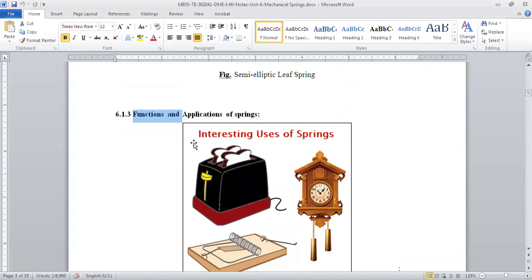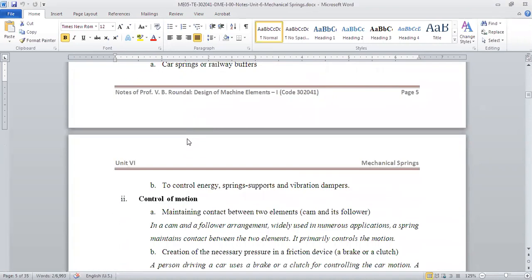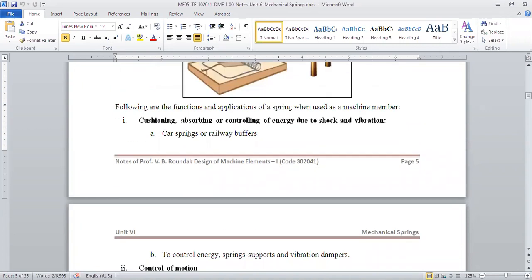Now, what are the different kinds of applications? Different types of springs are used for different purposes, and with the purpose we choose the different types of springs. First application is cushioning, absorbing or controlling the energy. Basically, we are trying to absorb energy, or we are trying to give the cushion effect. Obviously, it is basically your dampers or the suspensions of your vehicle or railway.